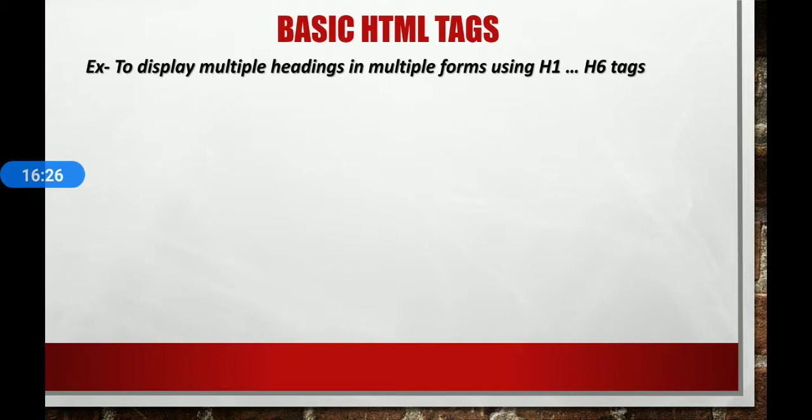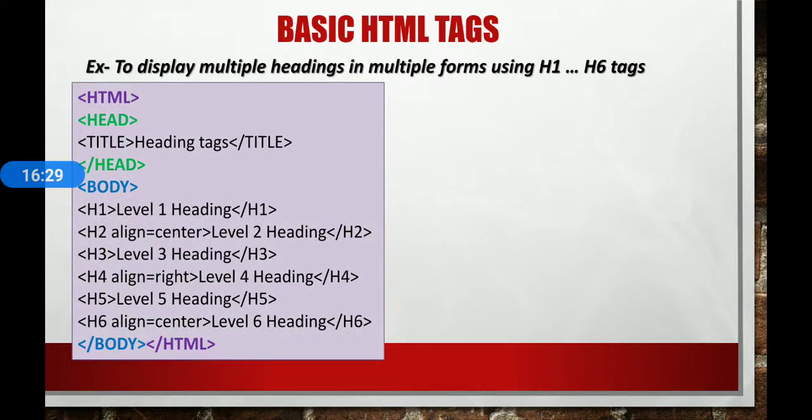Here is an example given for the H1 to H6 tags. In this program, H1 is the largest heading of the HTML document, and no alignment is specified. In the second, H2, we have given the alignment equal to center, which means it will appear in the middle. In the third, no alignment is given. Then for heading 4, the alignment is given as right, for heading 5 there is no alignment, and for heading 6 center is given. So let's see the output of this example.